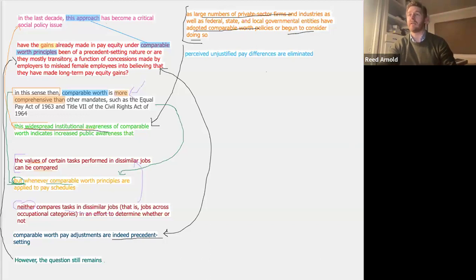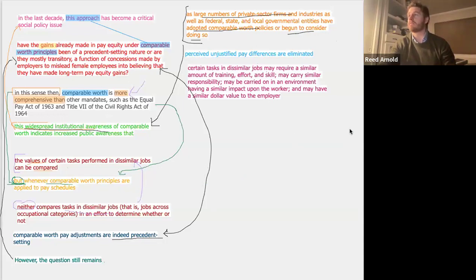Perceived unjustified pay differences are eliminated. Okay, where's that going to fit? Maybe it's coming from here, but whenever comparable worth principles are applied to pay schedules, perceived unjustified pay differences are eliminated. Maybe, but that seems like the opposite of what I want. This seems like the positive outcome, and I think this is leading to a negative outcome. So I'd be surprised if it leads to that sentence. So I'm not quite sure where this fits yet. But it just talks about the idea of pay differences being eliminated. I'm going to go to the next clause and make that a little cleaner.